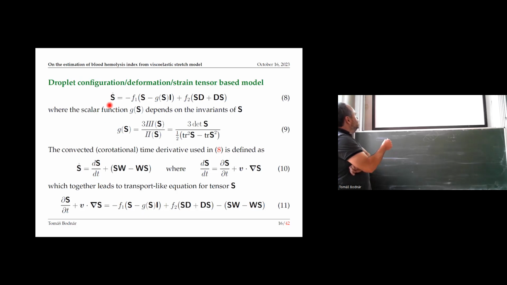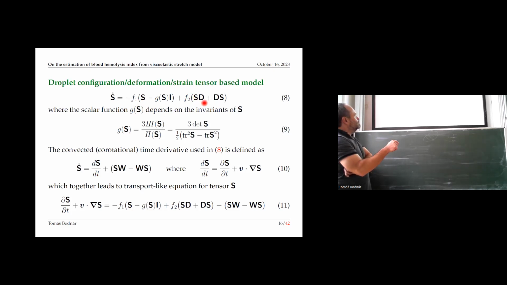So you will write down an equation for a tensorial quantity, where this is the droplet configuration tensor. Here on the left, you can see this corrotational time derivative. We are trying to filter out the rotation of the droplet from the equation. So this is, let's say, again, the time change of this configuration tensor, and then on the right-hand side, you have two terms, where there is a physical explanation for both of these terms.